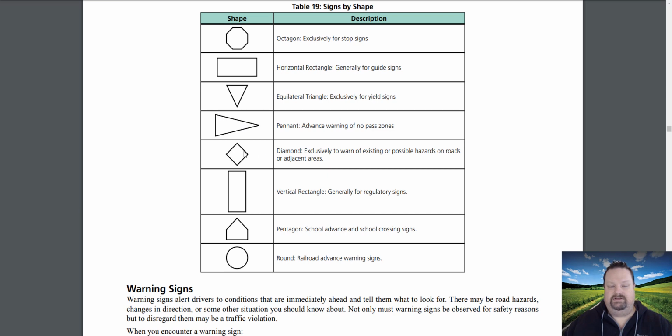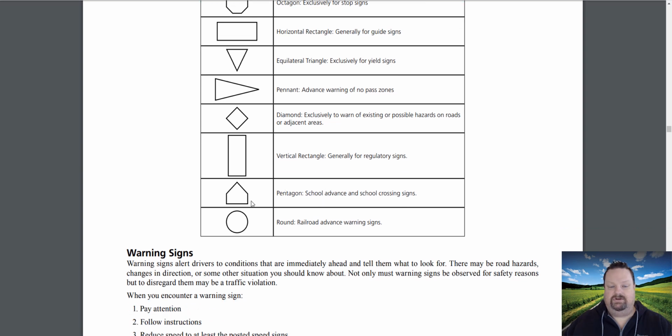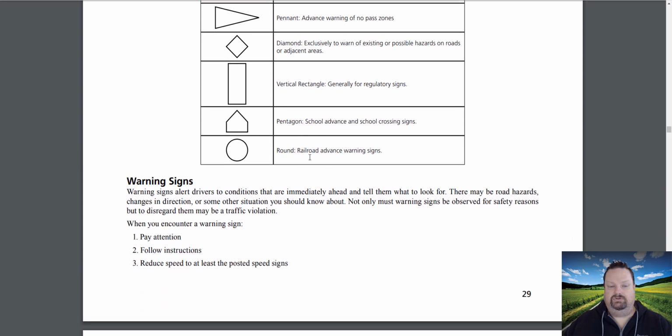Diamond, all right, you may see a diamond on your permit exam, so you want to look out for that. Take note of it. Diamonds are exclusively to warn of existing or possible hazards on roads or adjacent areas. All right, this one right here, vertical rectangle, this may also be on your permit test, so make note of the vertical rectangle. These are your regulatory signs like speed limits. All right, pentagons are your school zones, and circles are exclusively for railroads.